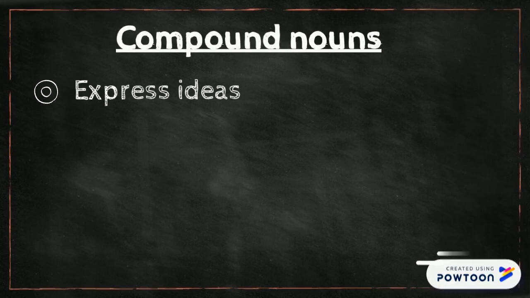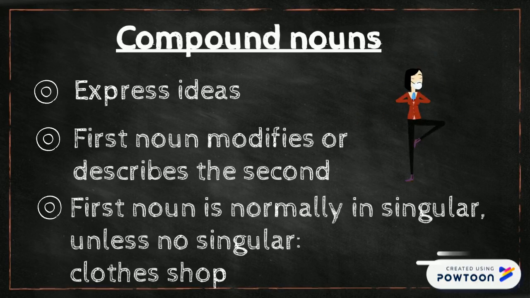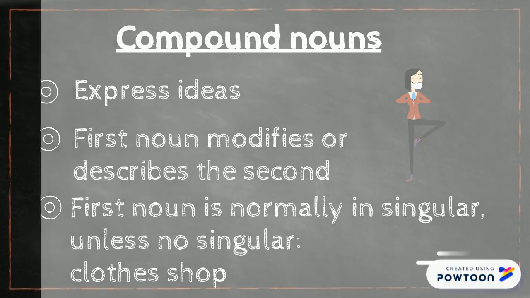We use compound nouns to express many common ideas in English. The first noun modifies or describes the second noun. Tin opener is an opener for tins. The first noun is usually singular unless it has no singular form, for instance clothes, but the second noun can be in singular or plural.